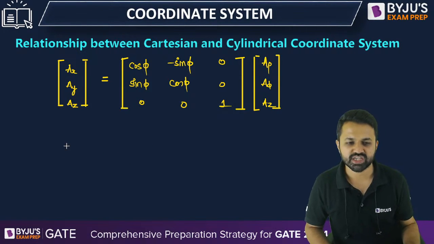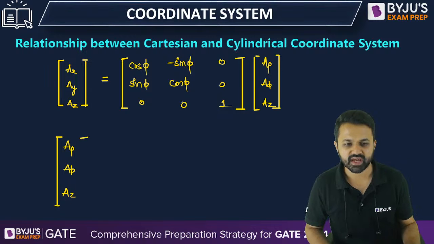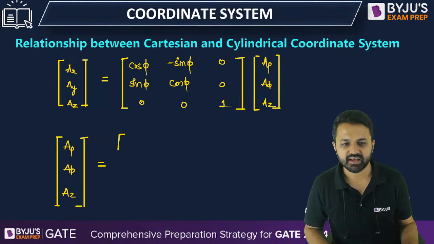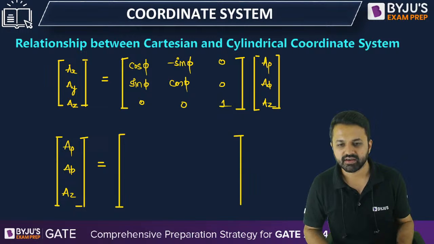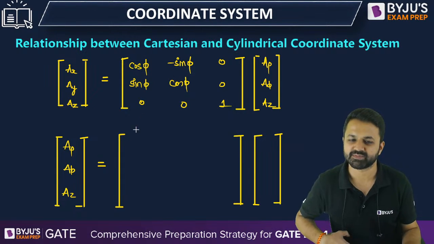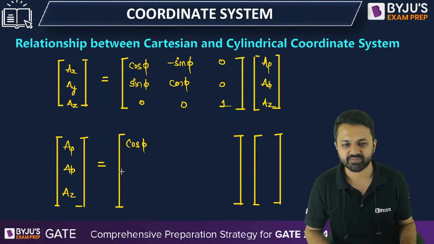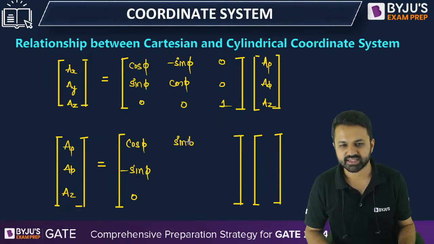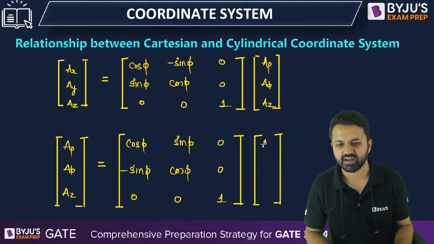If I want to calculate a rho, a phi and a z, then how will I calculate? So I will say don't do anything, just write the transpose of this matrix. So the transpose of this matrix is cos phi, minus sin phi and 0, and this is sin phi and cos phi and 0, and this is 0, 0 and 1, and it is ax, ay and az.